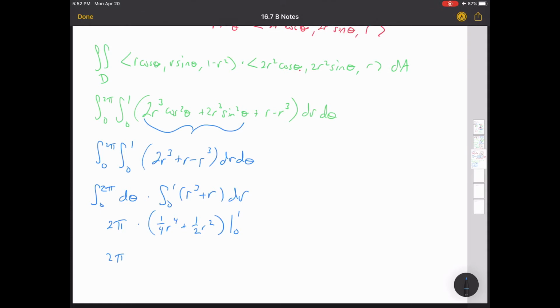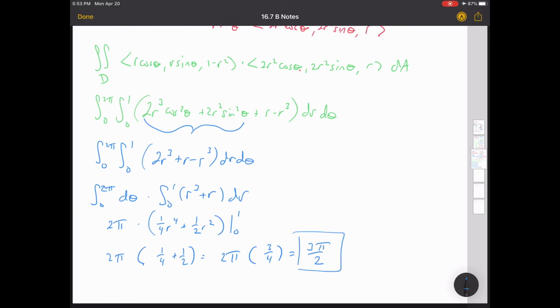Let's go ahead and plug this stuff in now. If I plug in 1, we get a 4th. If I plug in a 1 to the other one, I also get a 1/2. If I plug in 0, I get nothing. So it looks like I'm going to get 2 pi times, a 4th plus a 1/2 is going to be 3/4. So multiplying this out, we're going to get 6 pi over 4, but that reduces to 3 pi over 2.